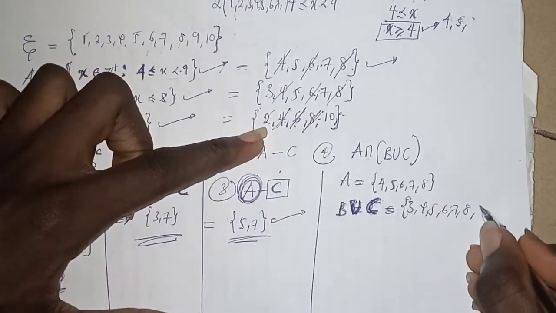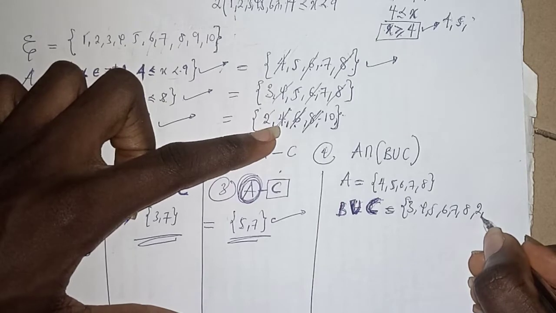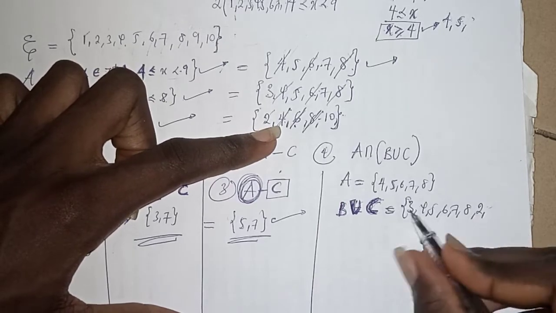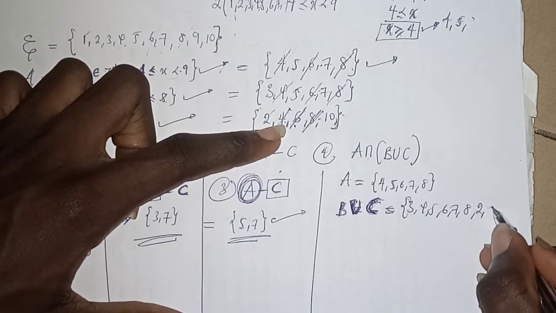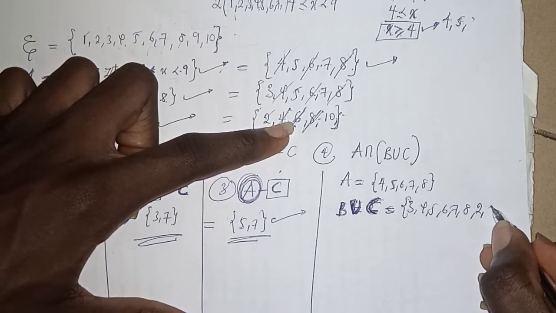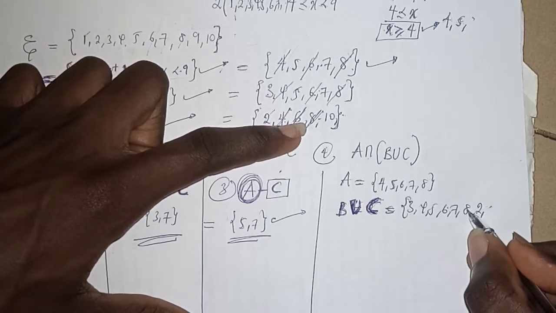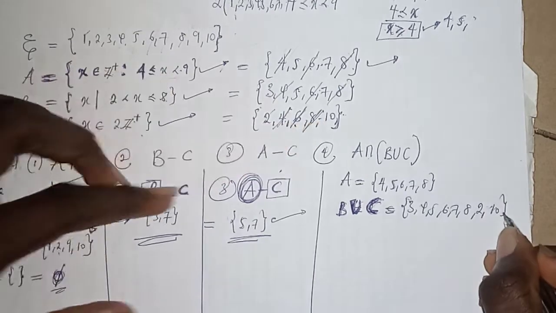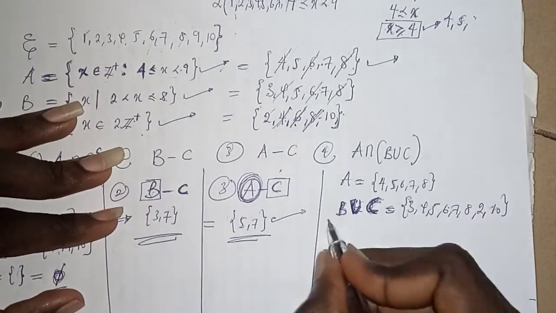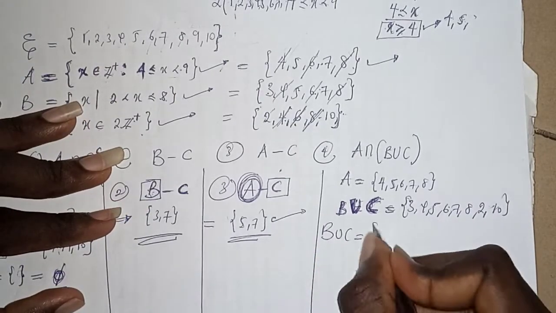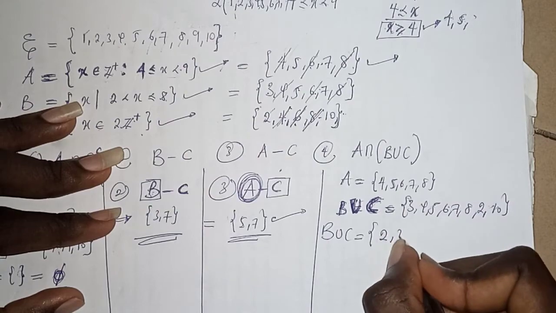Can I write 2? Yes, we don't have 2 before. Then we have 4. If I write 4, that means I have a repetition, which is not allowed in a set. Next, I can write 6. I have 6 already. I have 8 already, but I can write 10. Hence, my B union C, when I arrange it, is 2, 3.